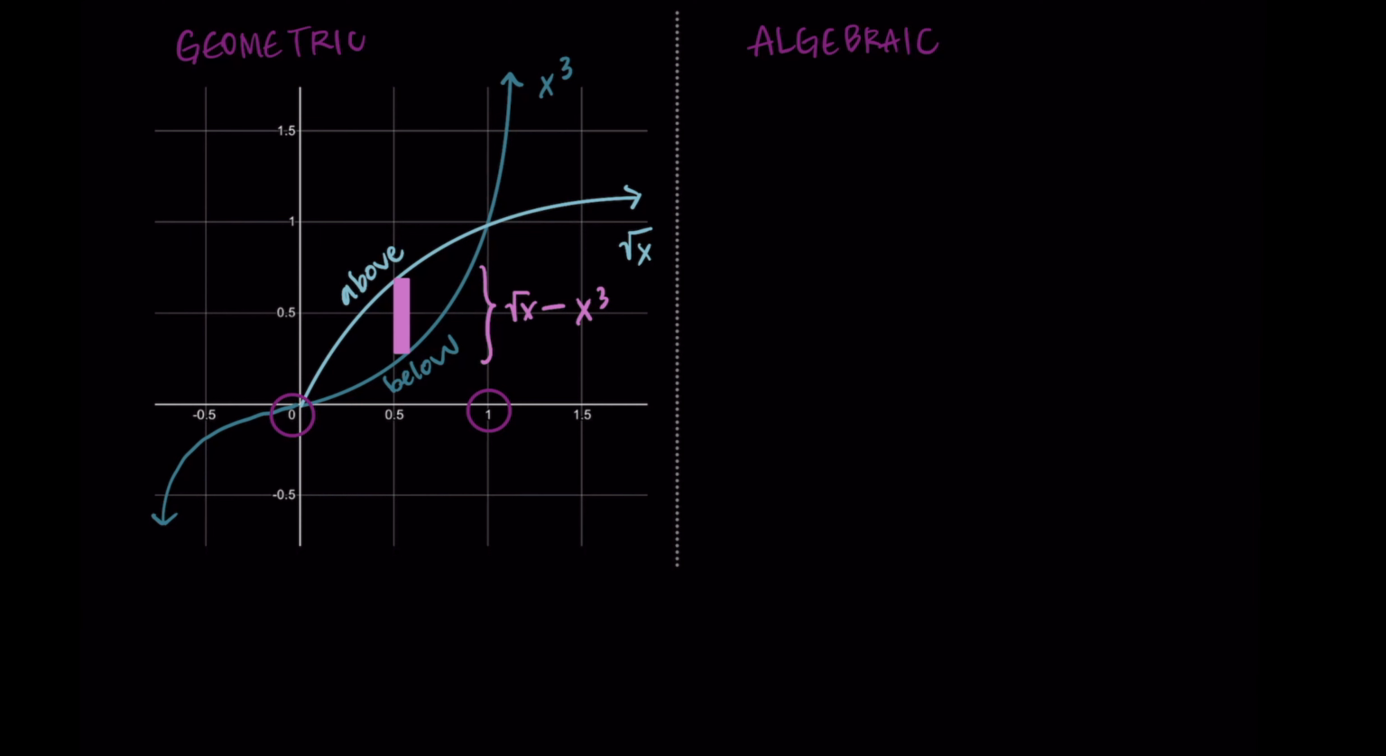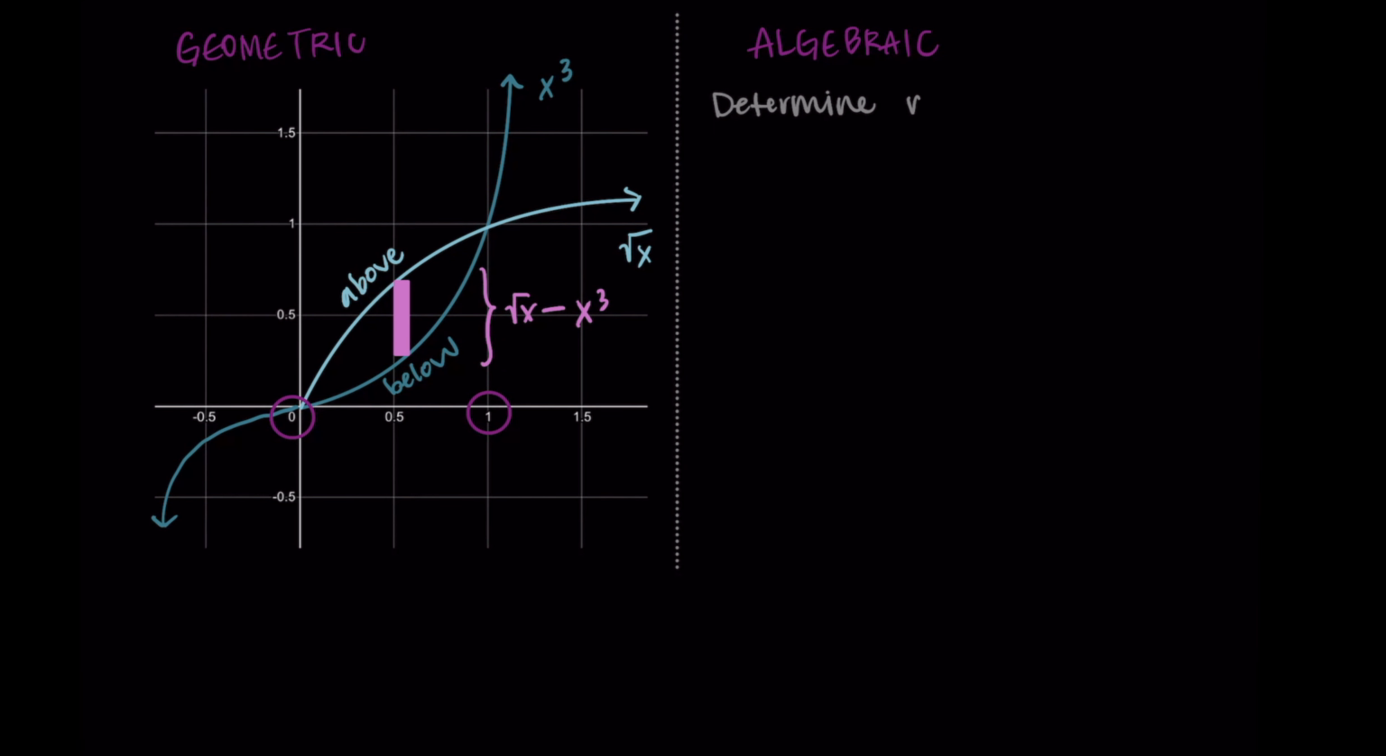Okay, so this is the geometric way, but maybe you're working on this and you're not super sure which function is above or below, or you don't have a graphing calculator and you're just not super confident. You can do some algebra to determine which function is above and which is below, and where they intersect. So the way to determine where the graphs intersect is by setting them equal.